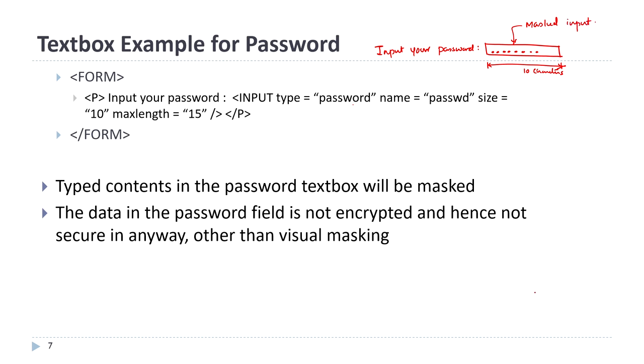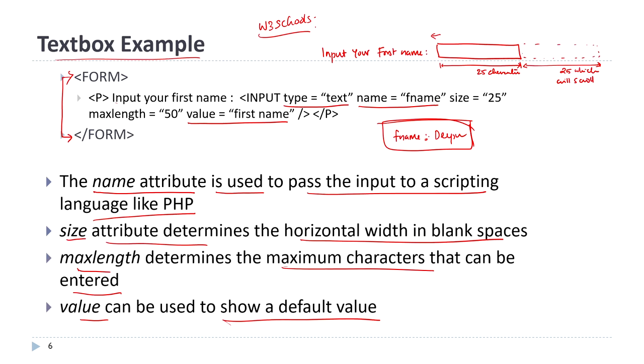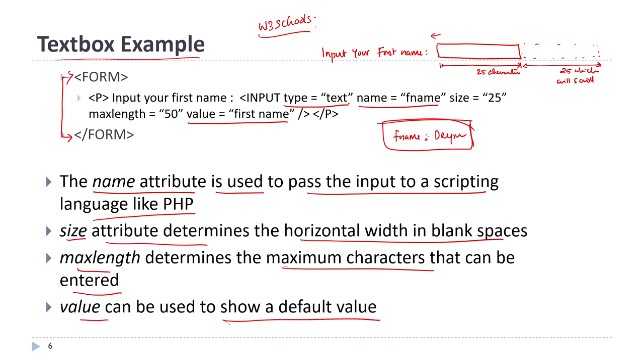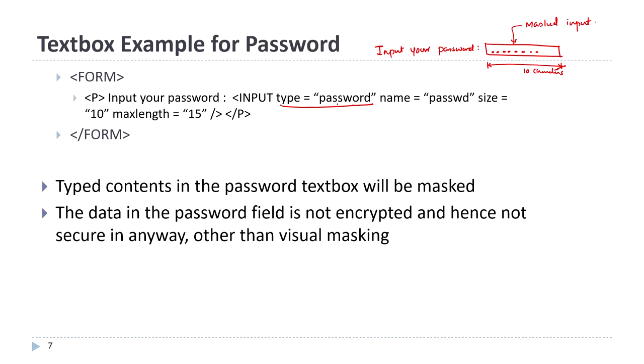Both are text boxes, both the data entry and the password entry, except that the type here is, if you type it as password, then HTML understands to hide the input. If the type is text, textual input does not matter. So, typed contents in the password text box will be masked, size as just mentioned.